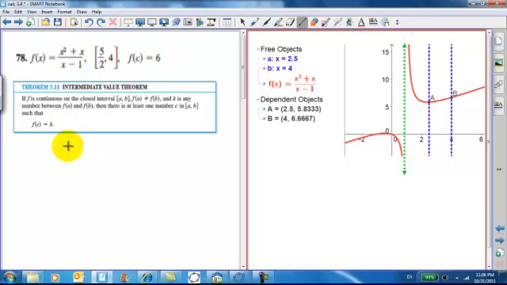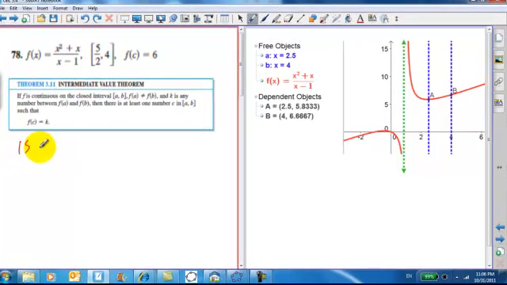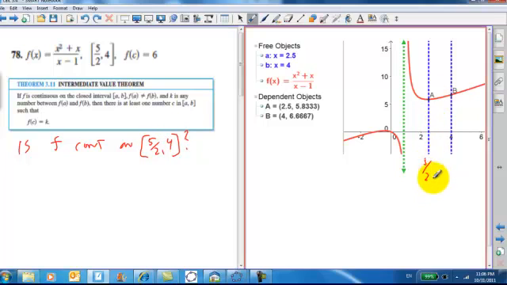So first of all, is it continuous? Is f continuous on the interval from, in this case, 5/2 to 4? Well, let's take a look over here. 5/2 to 4. Well, yes. The only discontinuity here is at the vertical asymptote of 1. So yes. So we've checked off that condition.